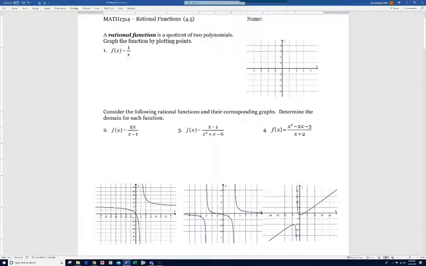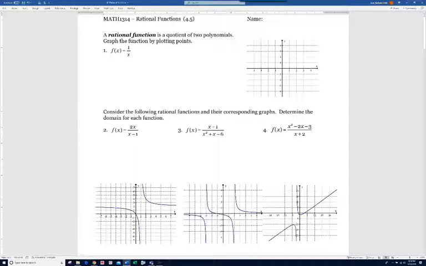In this lesson, we'll be looking at rational functions. Basically, we're going to really focus on graphing here. Of course, a rational function is a quotient of two polynomials. These are functions that basically have fractions in them. And so we're going to graph f of x equals 1 over x by plotting points.